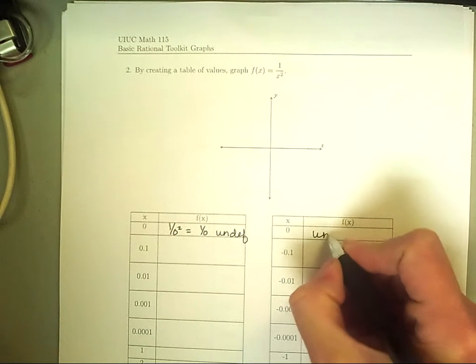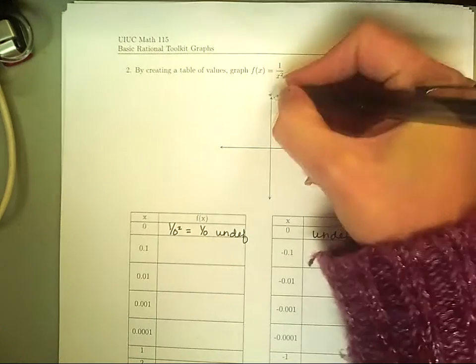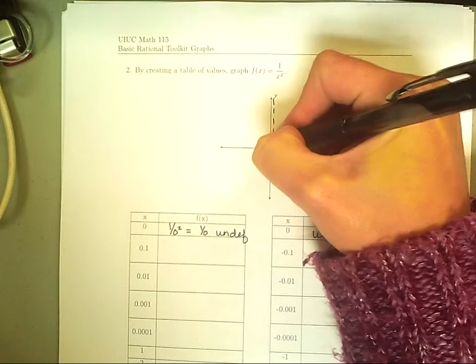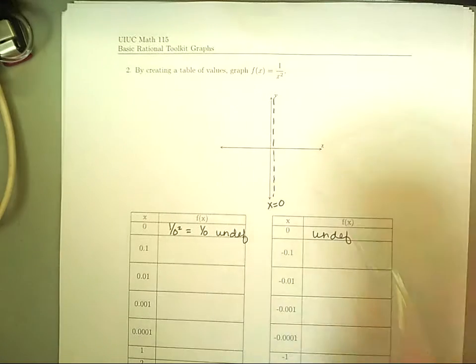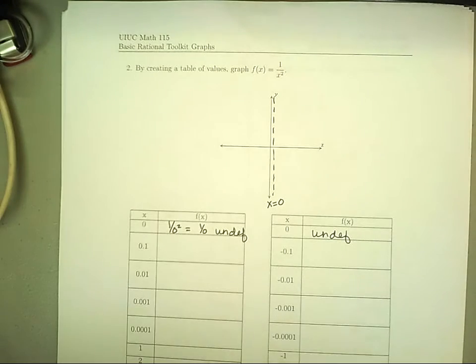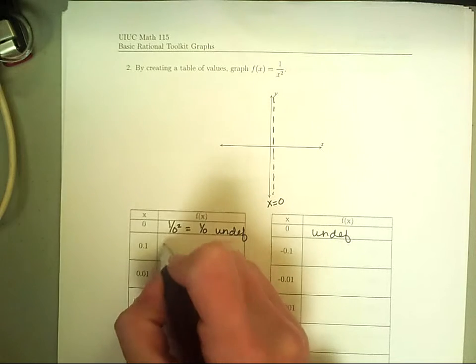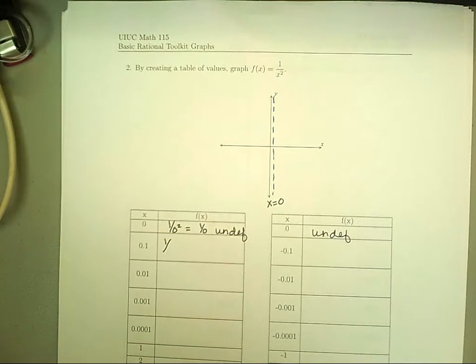Clearly that happens over here as well. So what that means is that we will have a vertical asymptote here with the equation of x equals 0. Now I want to think about what happens when I plug in point 1.